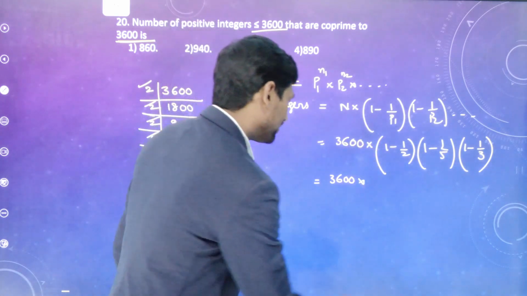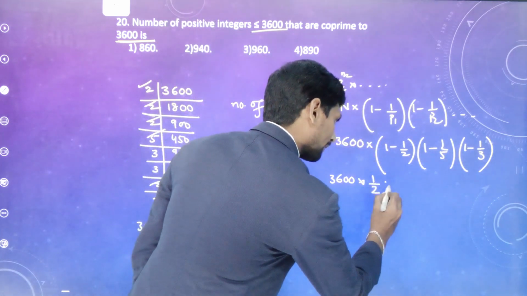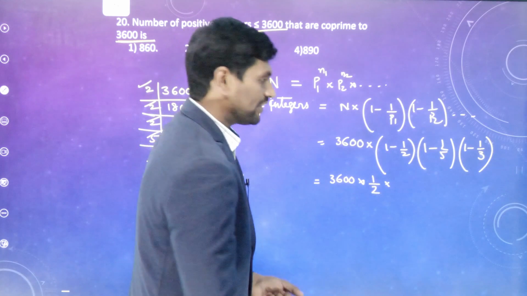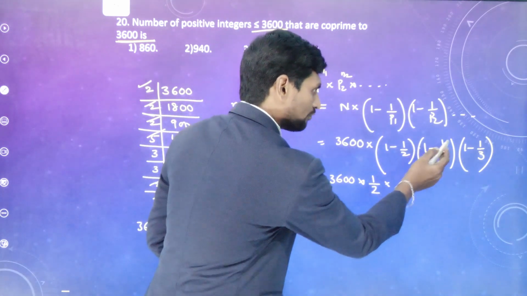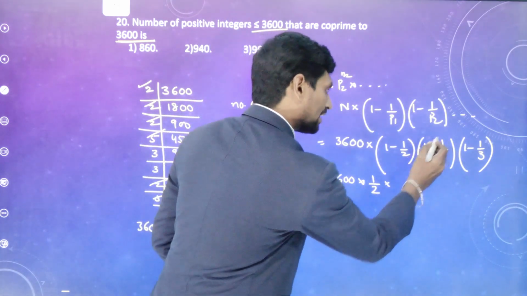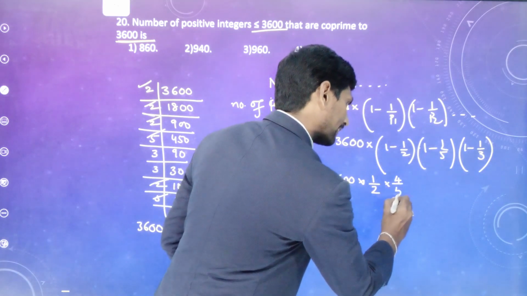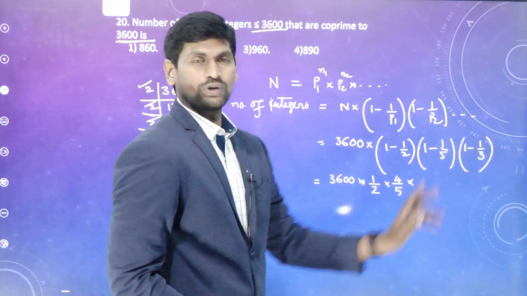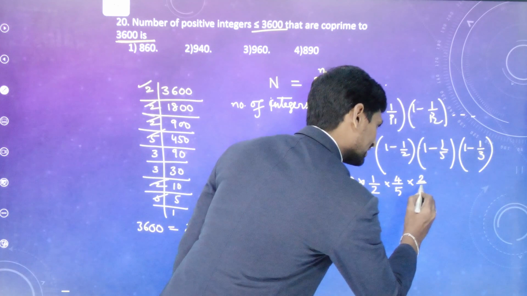1 minus half means half. 1 minus 1 by 5: 4 ones are 4, 5 minus 1 is 4, so 4 by 5. 1 minus 1 by 3 is 2 by 3.